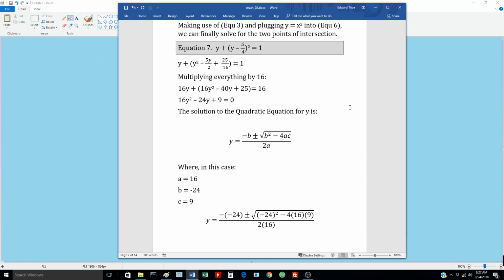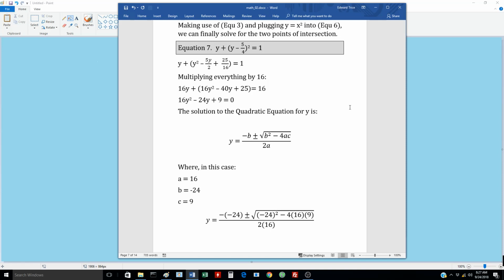Now, me, I absolutely detest fractions. I don't go through the procedure of trying to figure out what the smallest or least common multiple is to multiply everything by. I just say, what's the biggest number on the bottom, and I multiply everything by it. In this case, that was 16. So you get 16y plus 16y squared minus 40y plus 25 equals 16. And when you simplify that and write it in the order that's amenable to the solution for the quadratic equation, you have 16y squared minus 24y plus 9 equals 0.